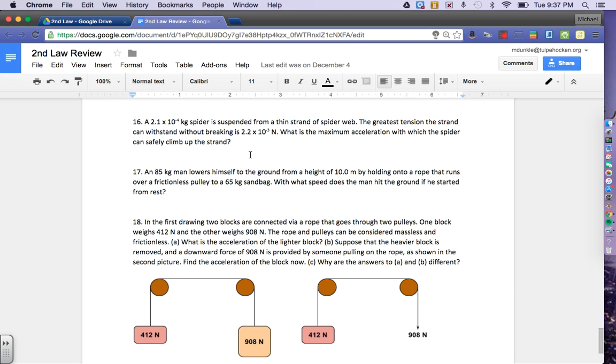In this video, we're going to be taking a look at numbers 16 and 17 on the Newton's second law review. Number 16, a 2.1 times 10 to the negative fourth kilogram spider is suspended from a thin strand of spider web. The greatest tension the strand can withstand without breaking is 2.2 times 10 to the negative third newtons. What is the maximum acceleration with which the spider can safely climb up the strand?